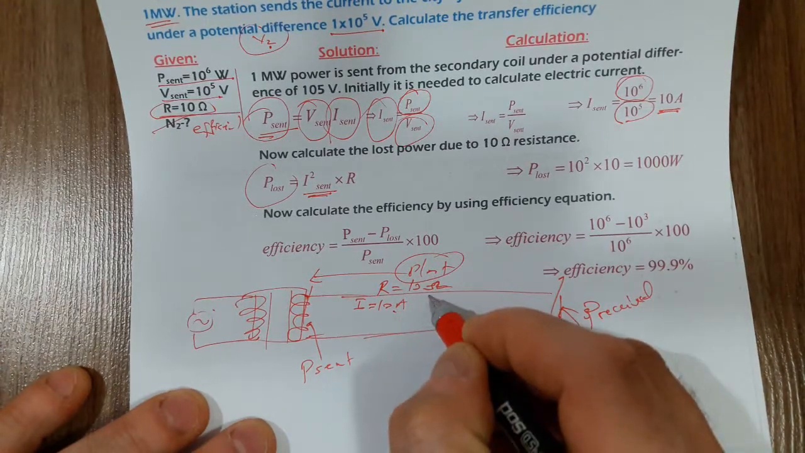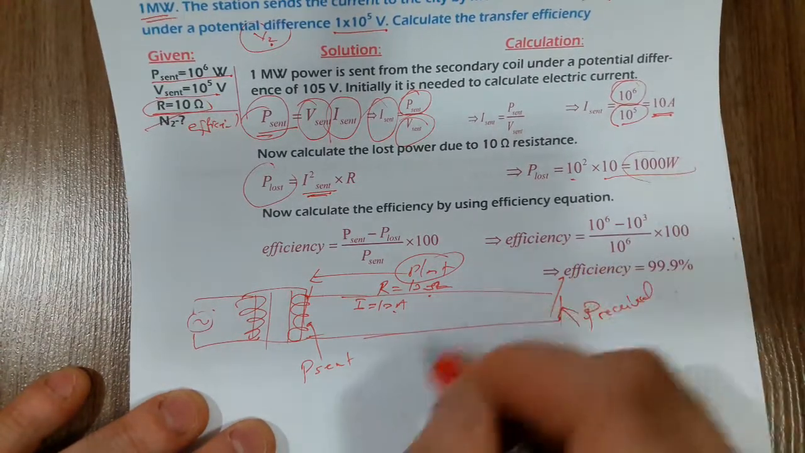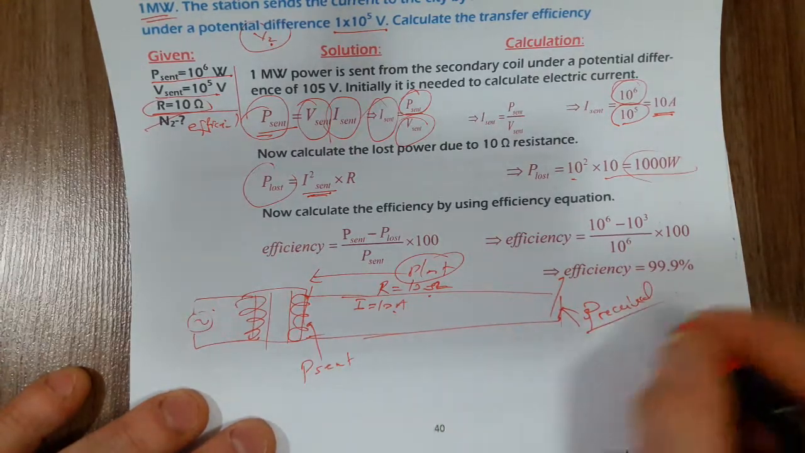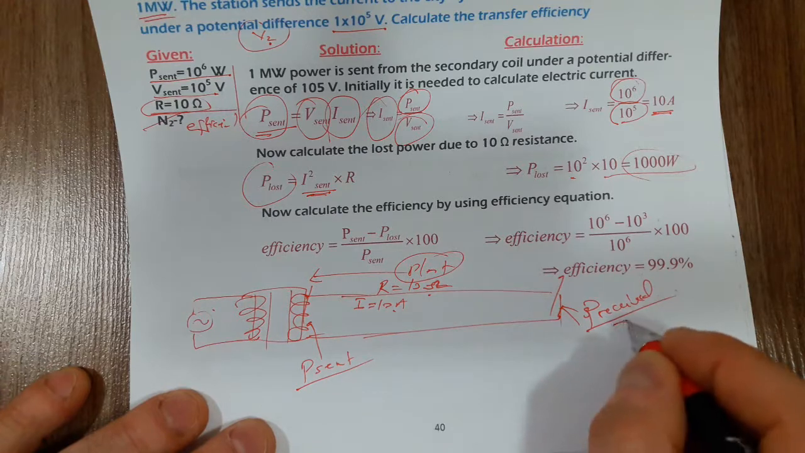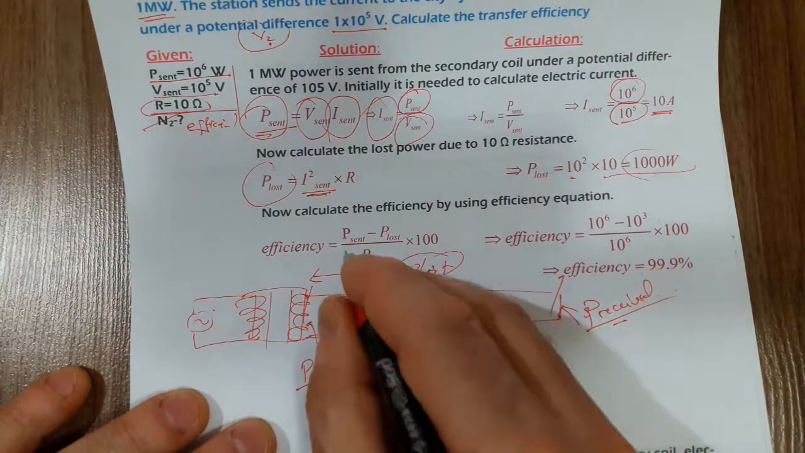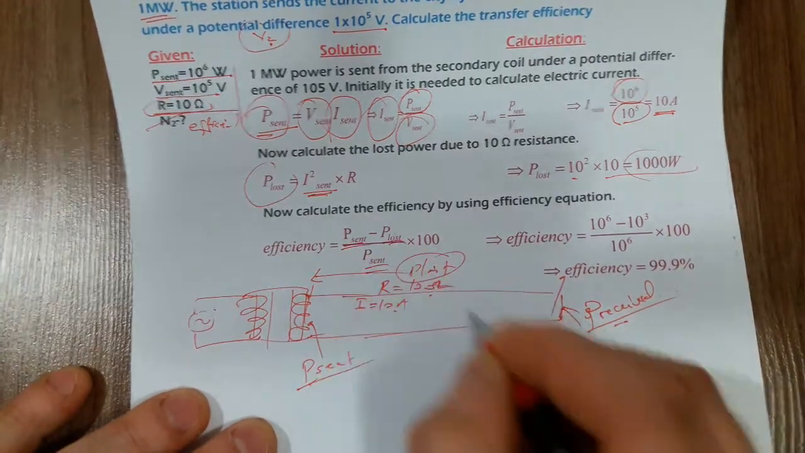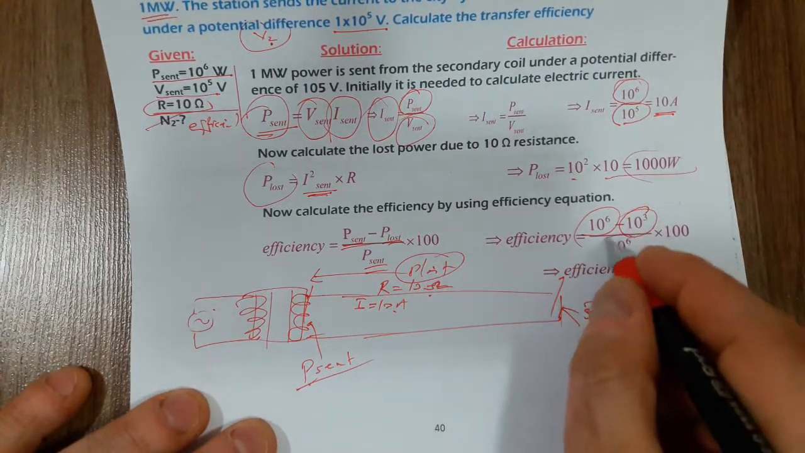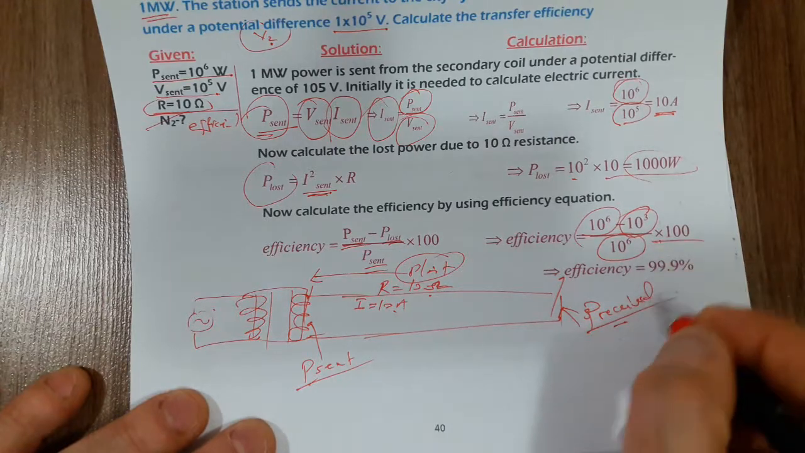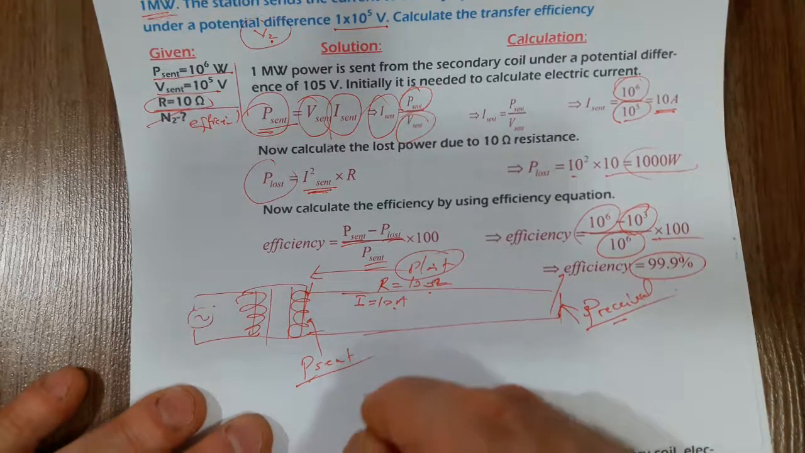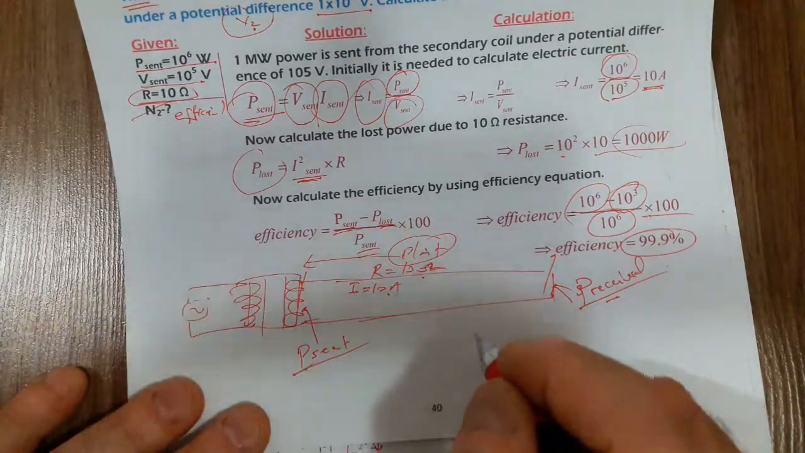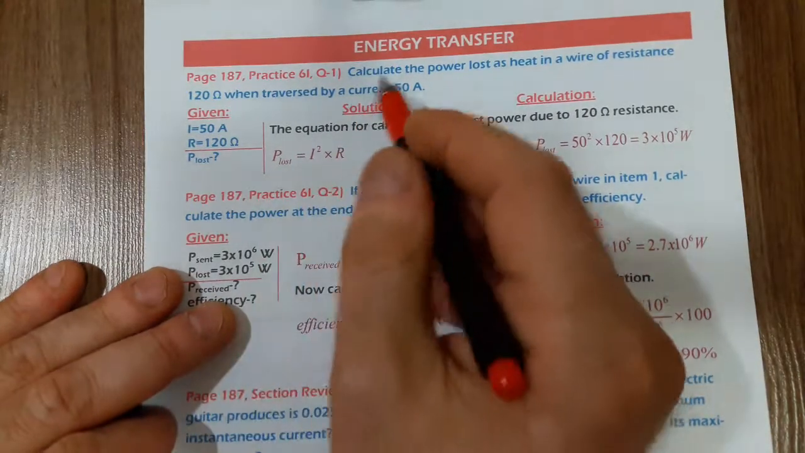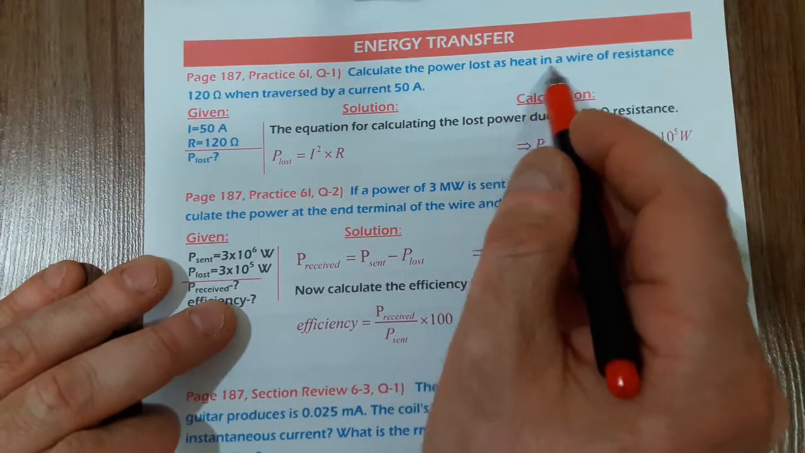First we should calculate what is power lost. Power loss is equal to I sent squared times R. I sent is 10, R is 10, so 10 squared times 10 becomes 1000. Now we can calculate the efficiency: power received divided by power sent, but power received is equal to power sent minus power lost. 10^6 is sent, 10^3 is lost. So it is 99.9% efficiency of such a system.